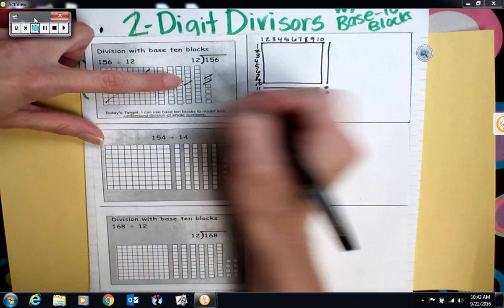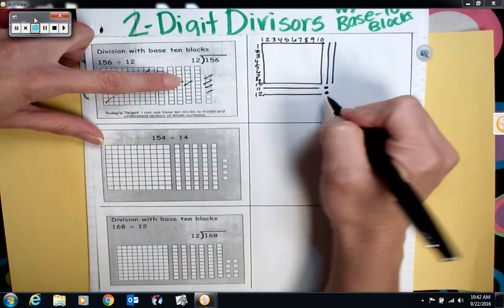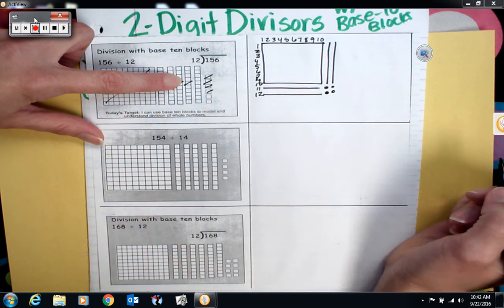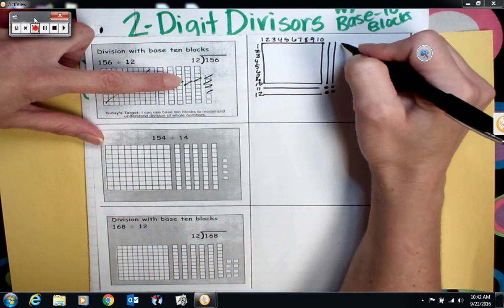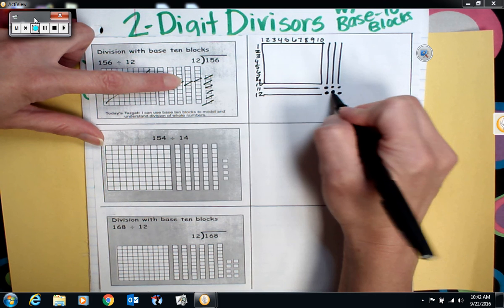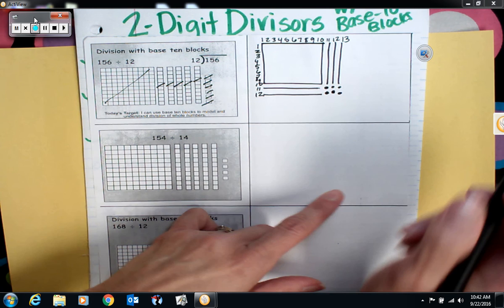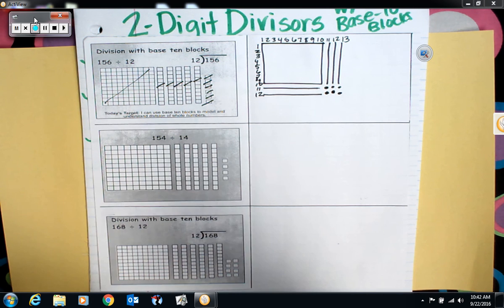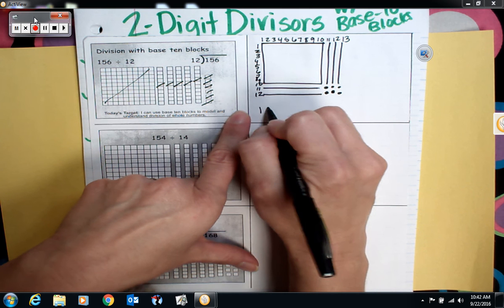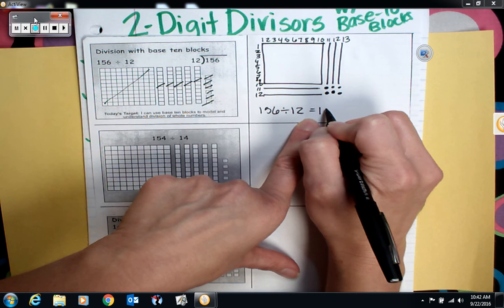Then I'm going to use this 10. And another 2 ones to make another group of 12. Then I'm going to use this 10. And another 2 ones to make another group of 12. And so that is 11, 12, 13 groups of 12. So if I was able to make 13 groups of 12, then 156 divided by 12 equals 13. Good.